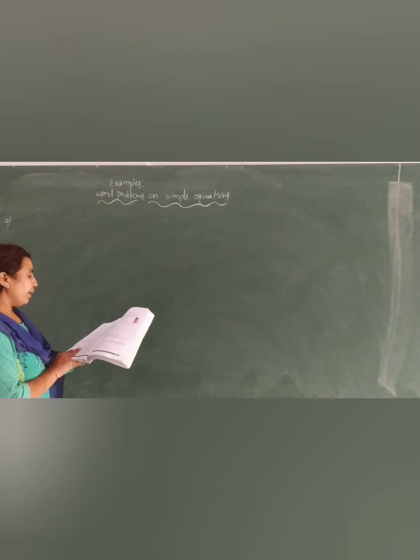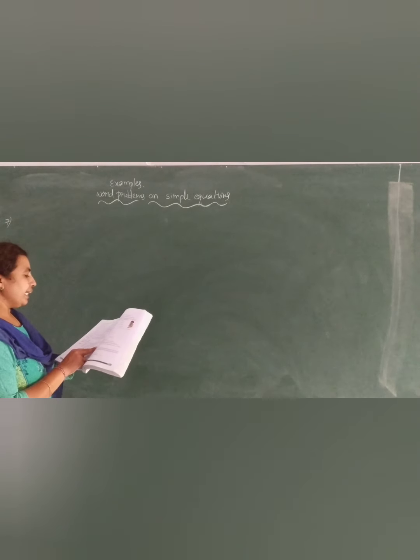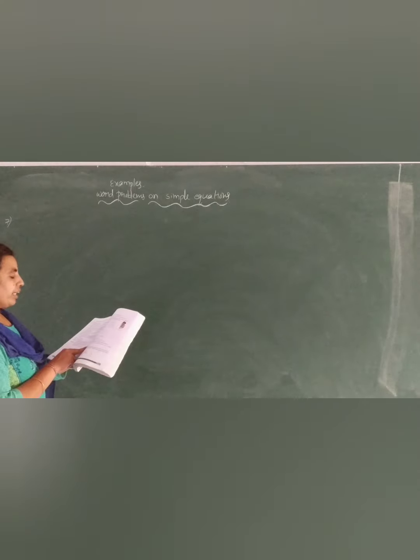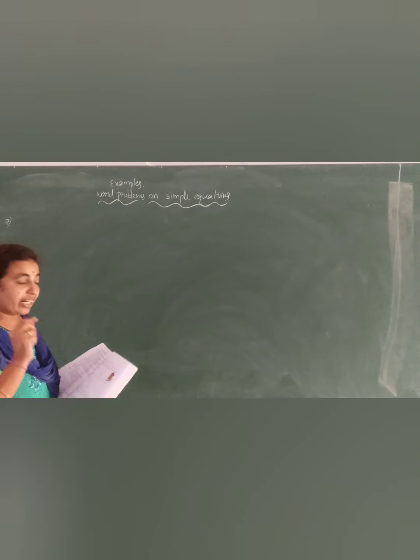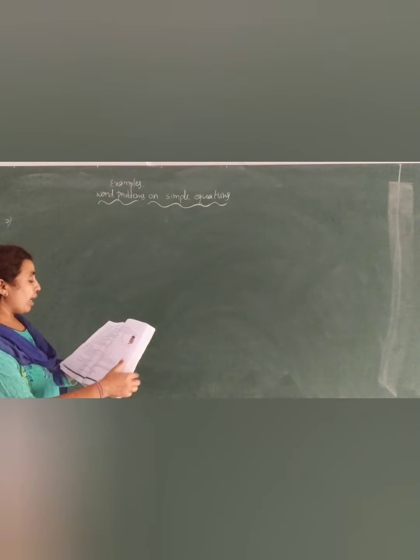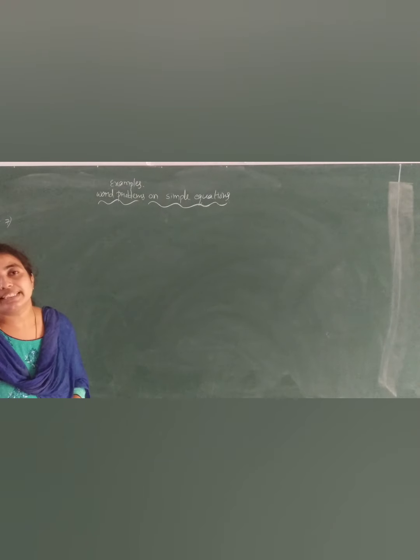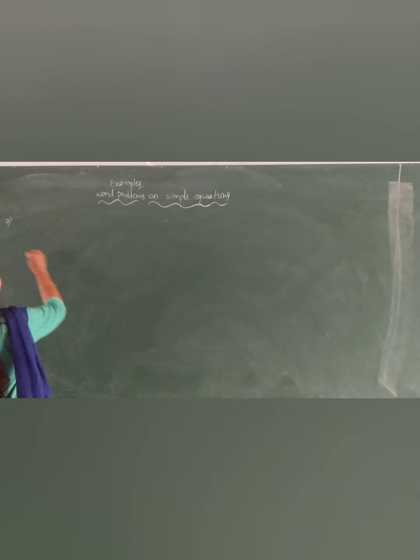Okay. So, first example. Total number of the boys and girls in a class is 52. If the number of girls is 10 more than that of boys, find the number of boys. Now listen carefully. What is given here? First write given. Total number of students in a class is given as 52.